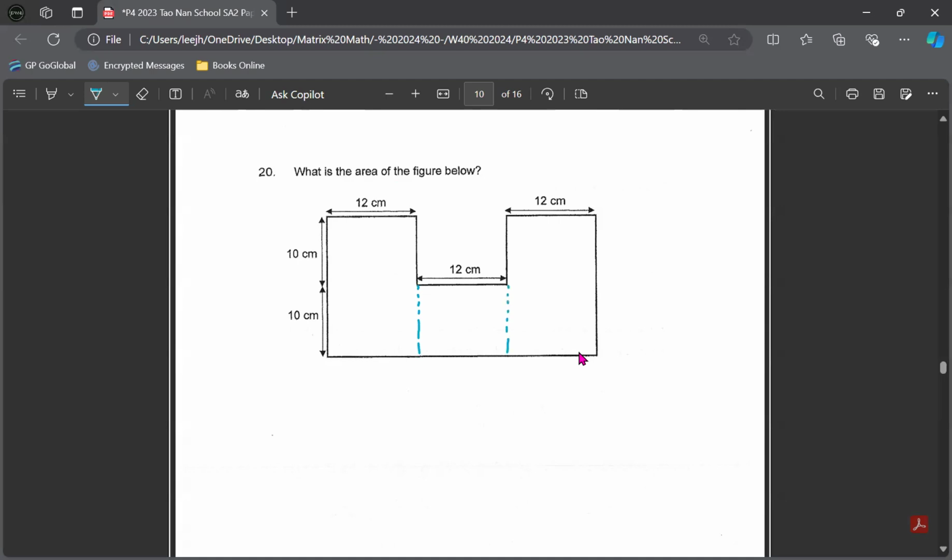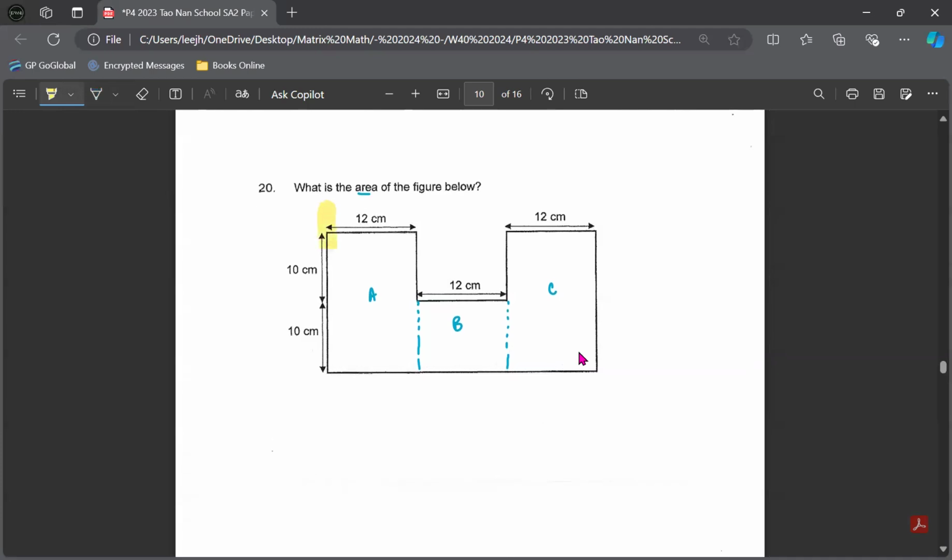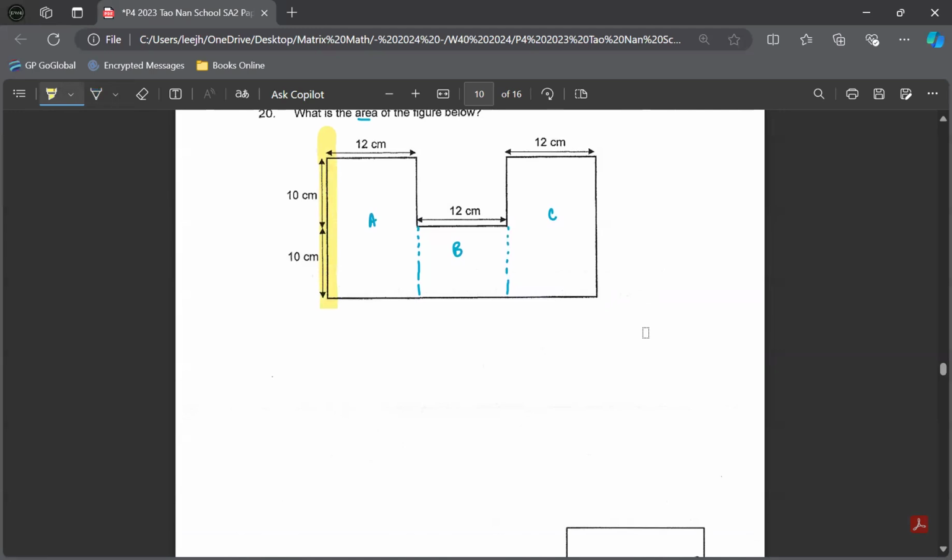Okay, maybe three rectangles. We don't know the names, right? We just label the parts now: A, B, C. Easier to relate. Let's look at A. We want to find area, which means we have to know the length and breadth. So A, we know the breadth, but do we know the length? The length is this one down here. So we actually can find out what is the length of A.